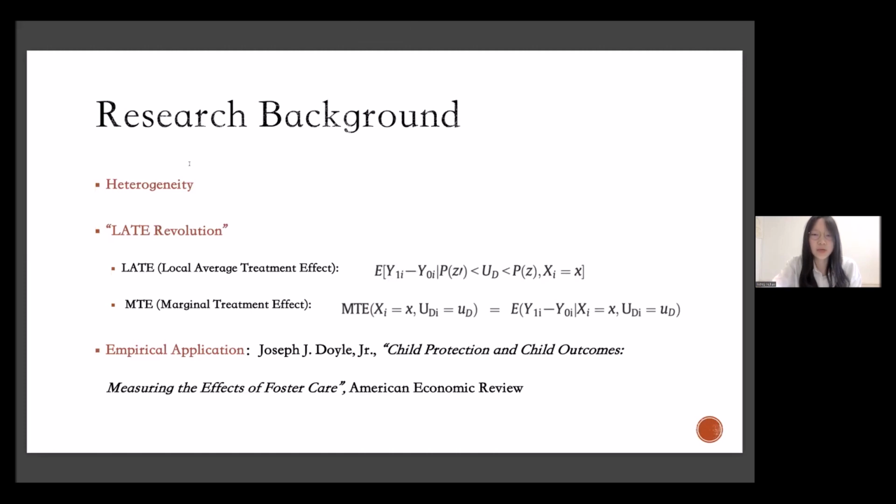Normally, when we evaluate a program with a binary treatment, we would generate causal indicators like the average treatment effect or the conditional average treatment effect for further analysis. However, individual responses would be heterogeneous, which led to the LATE revolution in the 1990s when the local average treatment effect was first introduced. As we can see, the LATE refers to the situation where the individuals shift into or out of the treatment when the instrument moves from Z to Z dash.